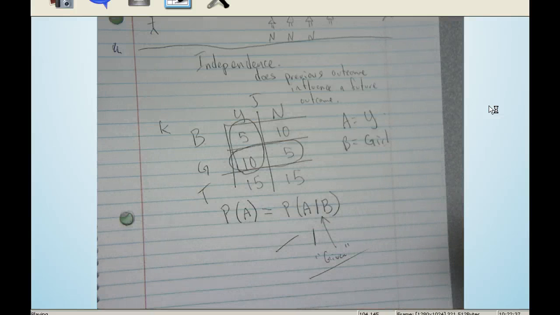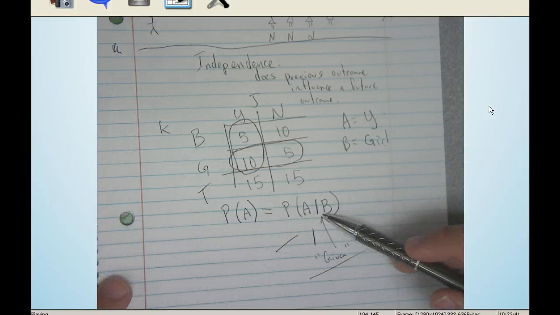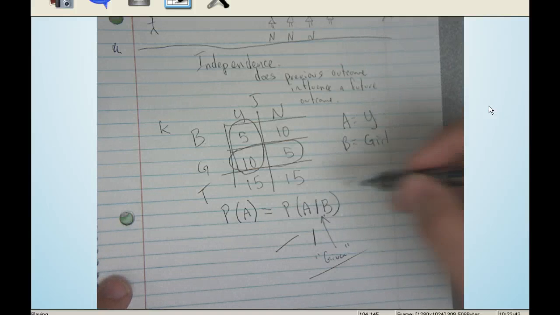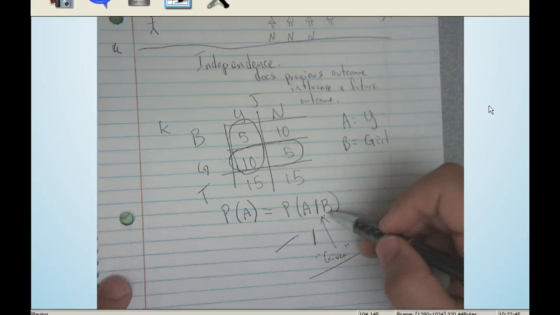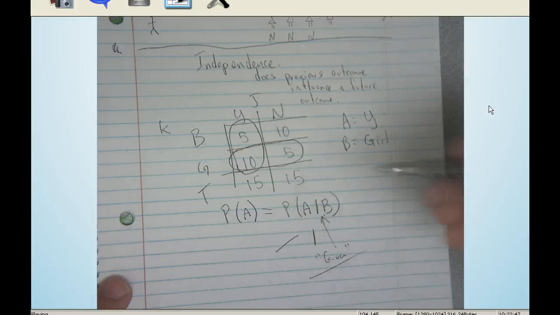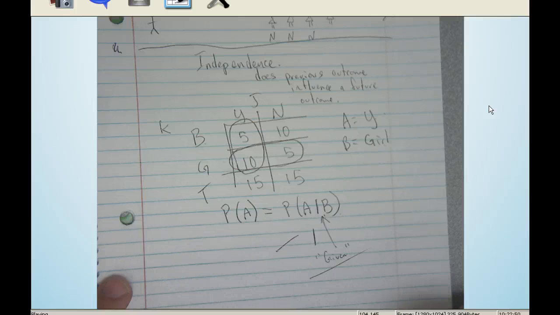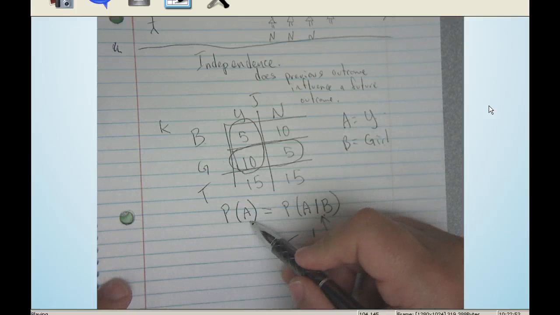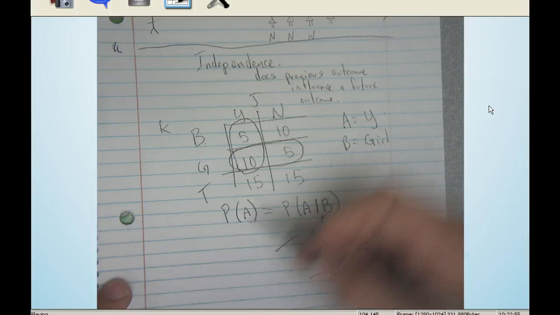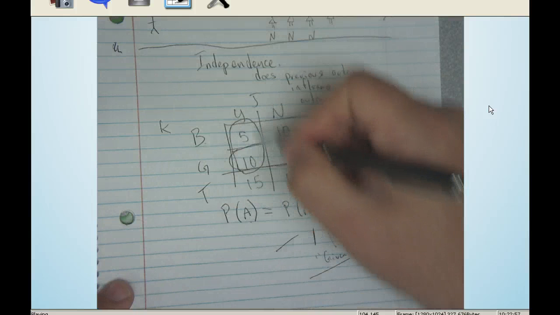Okay? And when we get into conditional probabilities, we'll learn a little bit more. We'll talk a lot more about this. But if we were to say that A given B has occurred, what would the probability be? Well, what is A given B? Well, the probability of A, let's just do the probability of A. The probability of A is everybody who said yes, and that's 15.